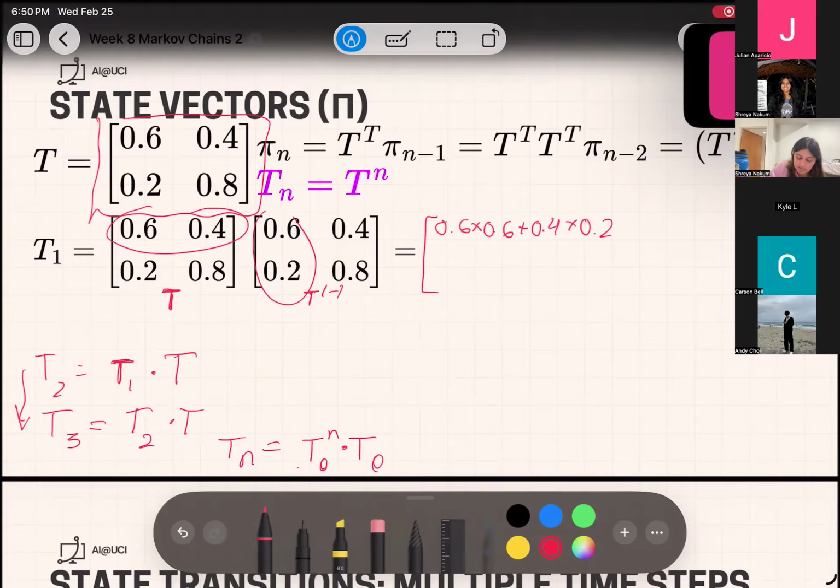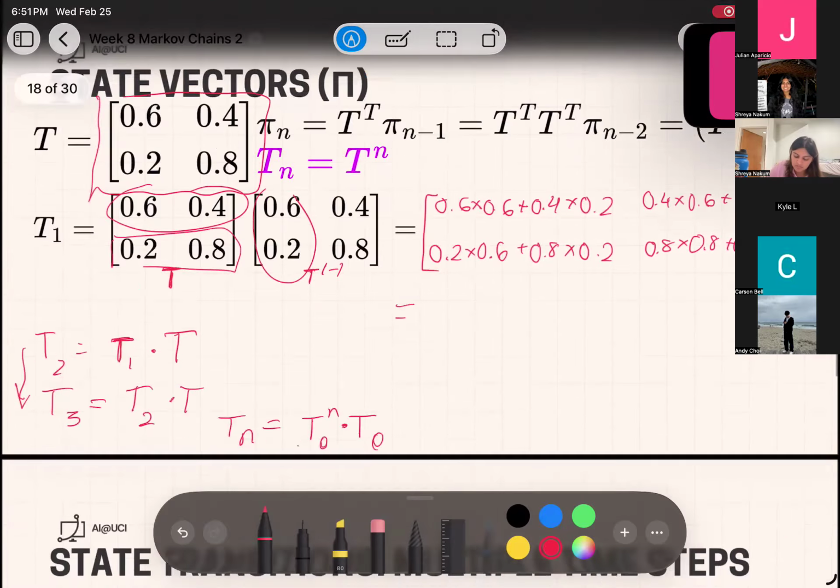And then we're going to go on to the next one, which is going to be this one here. So 0.2 times 0.6 plus 0.8 times 0.2. And then same thing here: 0.4 times 0.6 plus 0.4 times 0.8. And then here's going to be 0.8 times 0.8 plus 0.8 times 0.4. And now we're not going to solve this out because the answer is on the next slide.